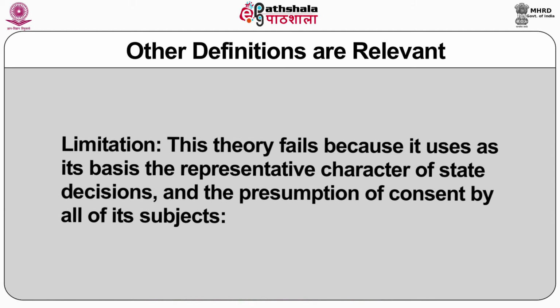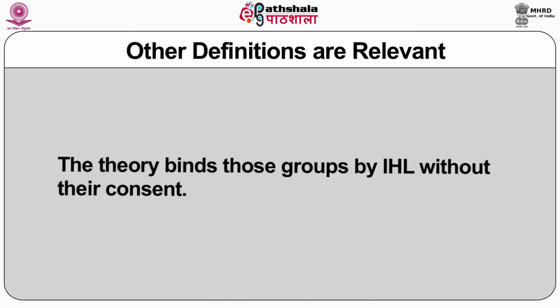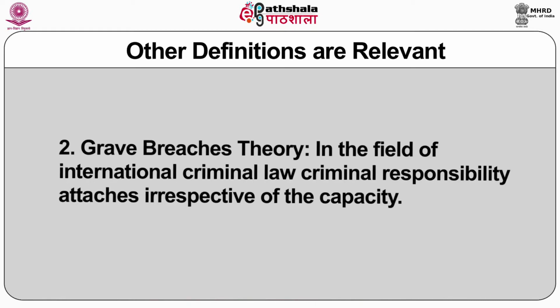The limitation is that this theory fails because it uses as its basis the representative character of state decisions and the presumption of consent by all of its subjects. In reality, there are no groups that feel less represented by the state than armed opposition groups. The theory binds those groups by international humanitarian law without their consent. The second rationale giving this explanation is the grave breaches theory.